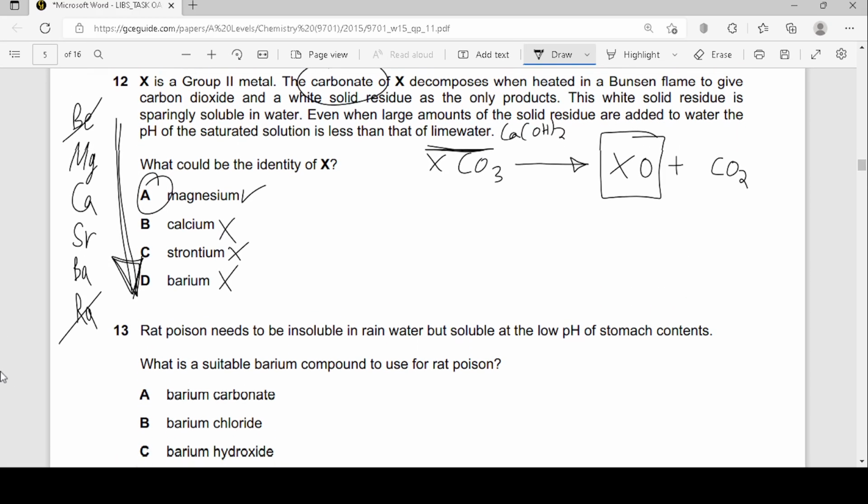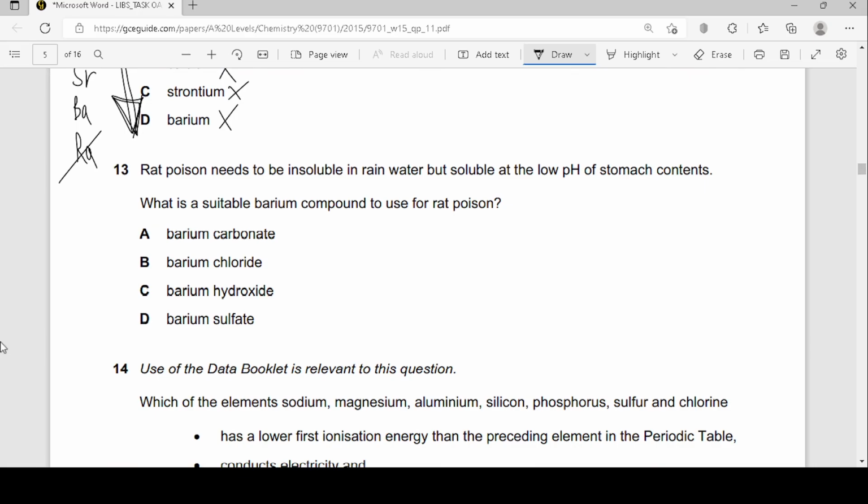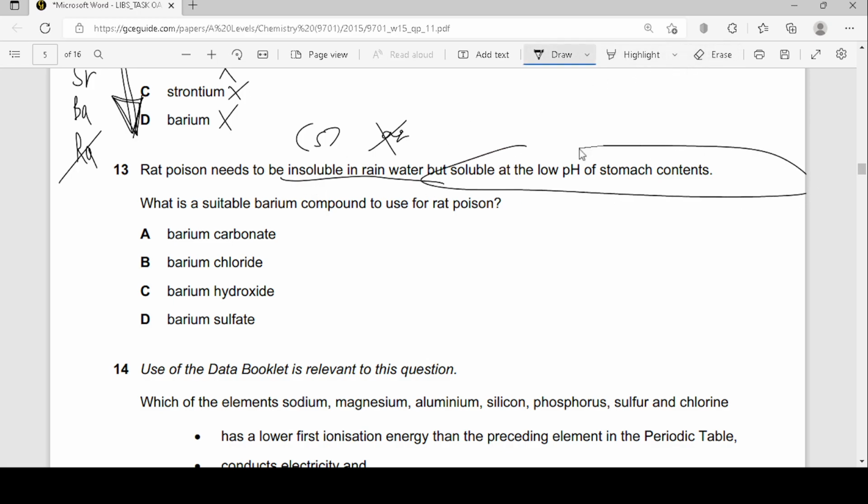Question number 13. Rat poison needs to be insoluble in rainwater, so it's not aqueous. It'll have the solid state symbol. It's not soluble in water basically, but soluble at the low pH of stomach contents, meaning it reacts with acid. So what is a soluble barium compound used for rat poison?